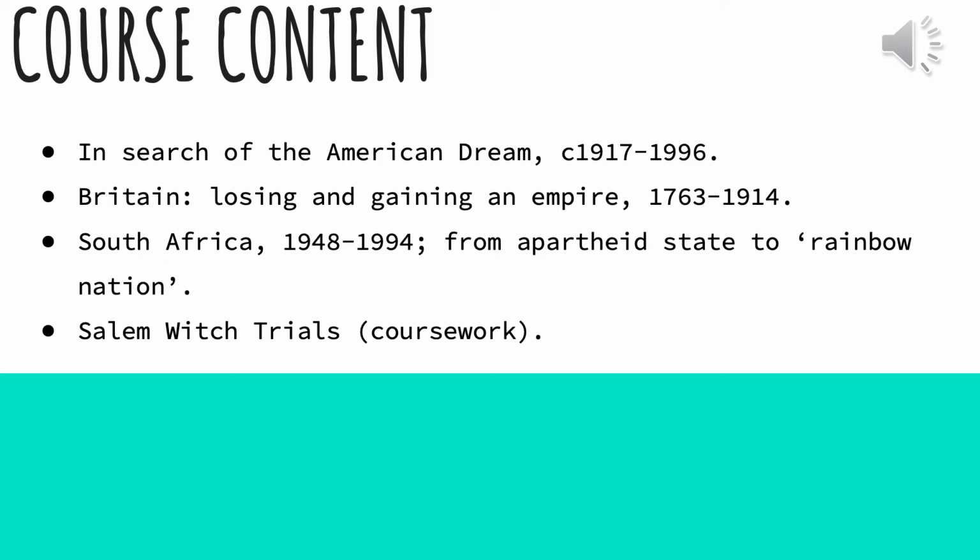The other topic you'll look at is Britain and how it lost and gained an empire during 1763 to 1914, and it really looks at how the British Empire grew and declined in this period with countries such as America, Australia, Egypt, India, and it really covers how Britain were so dominant across the world at the time.